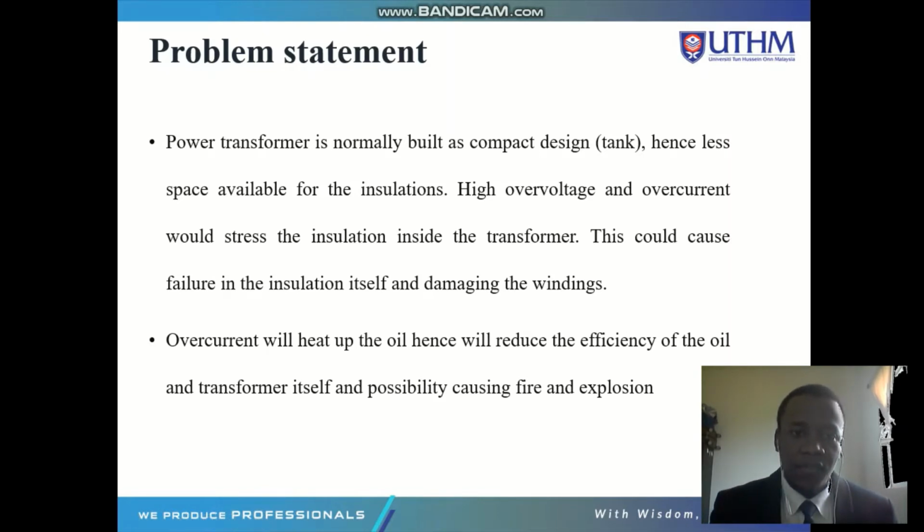So power transformers are normally built compact in design. It means there is less space available for the insulation, and the over voltage and over current would cause a serious problem inside the transformer, and it may cause a failure of the insulation itself and damage the winding. The over voltage may cause a higher output at the secondary winding, possibly damaging the equipment inside the transformer. As for the overcurrent, it will heat up the oil, hence it will reduce the efficiency of the oil and the transformer itself, and possibly cause fire or explosion.